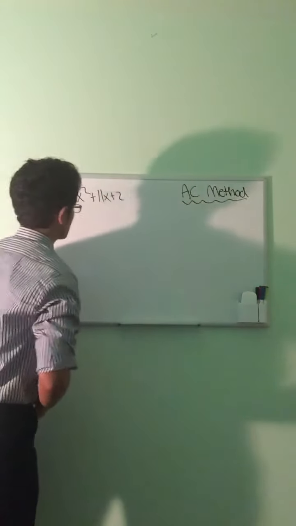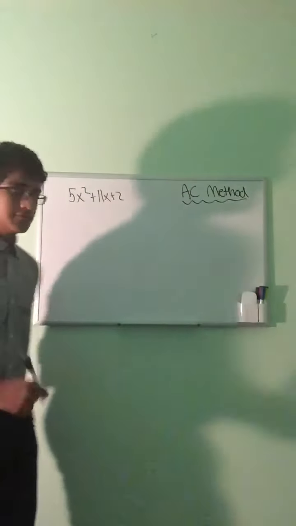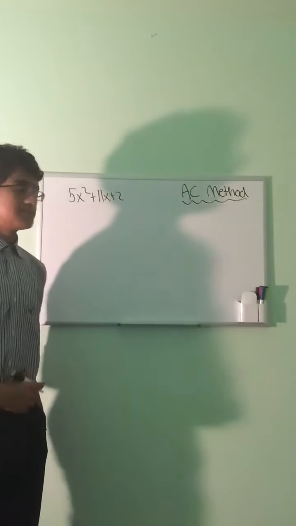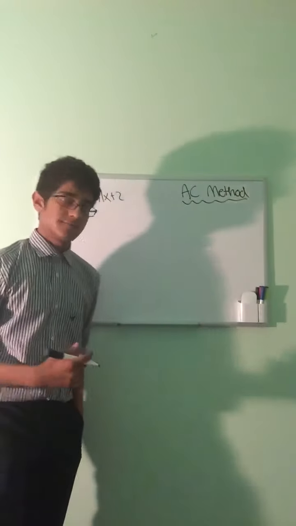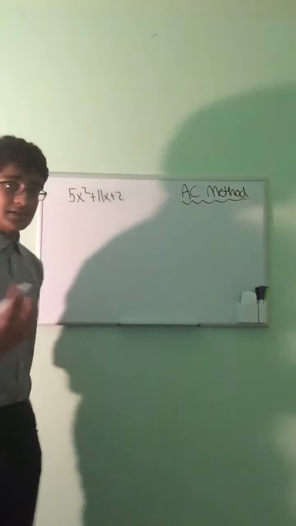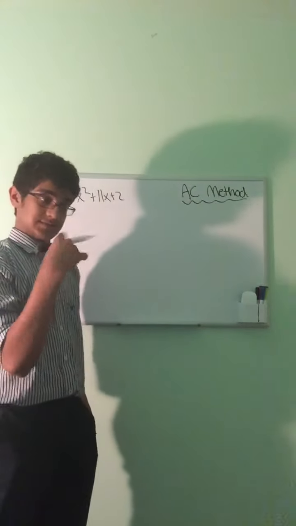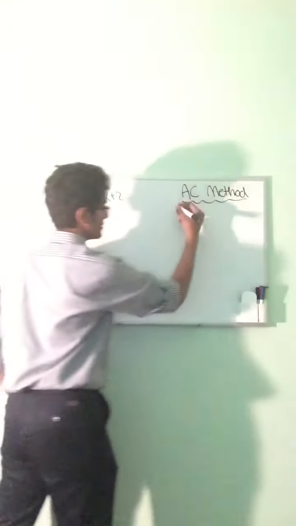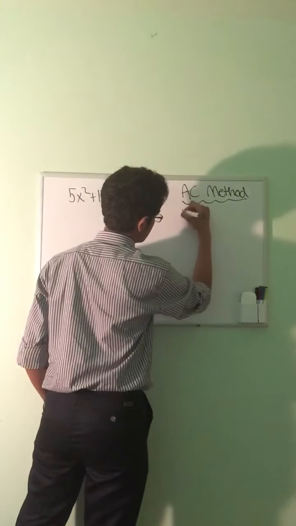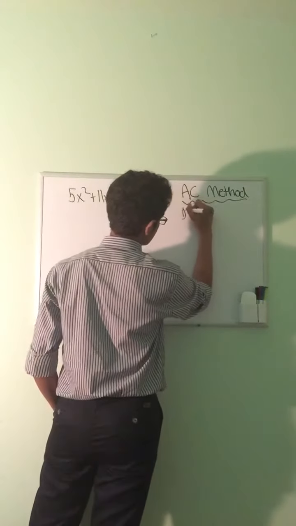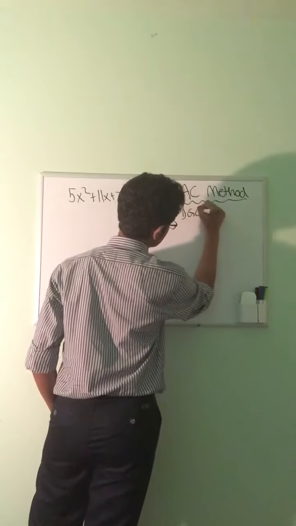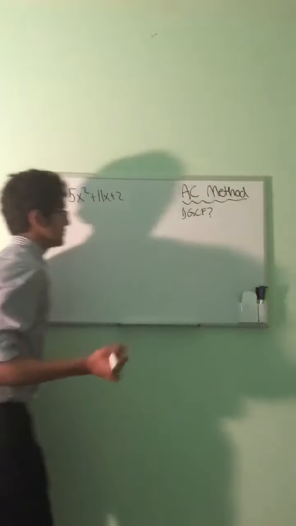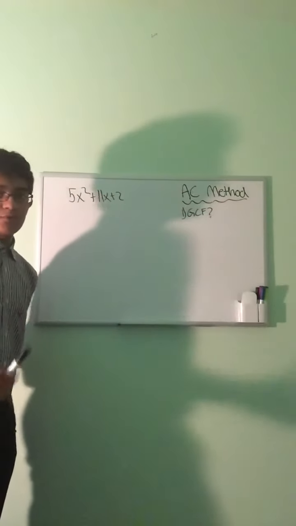Okay. We have that. Now, the first step in the AC method is to find the GCF and to take out the GCF. There is no GCF here, but that's the first step. So there is no GCF, so you move on to the second step.